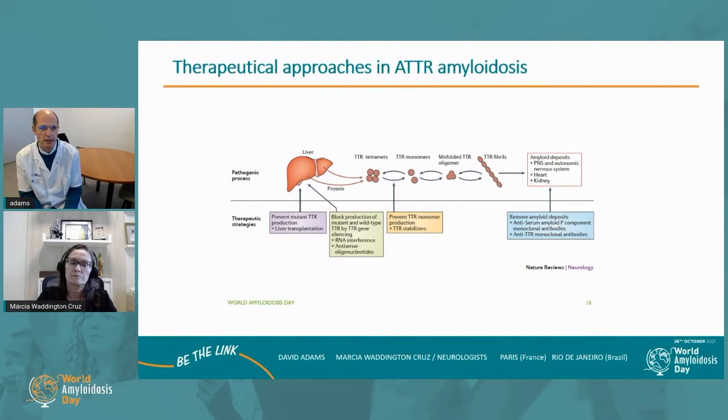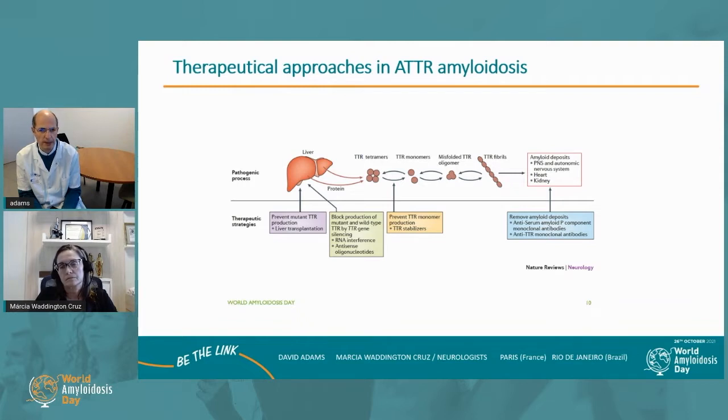Many therapeutic approaches have been developed during the last 30 years. The first one was liver transplantation to remove the source of mutant TTR. After that, it was a TTR stabilizer, Tafamidis, to avoid TTR dissociation into monomers and production of fibrils. And recently, TTR gene silencers, RNA interference and antisense oligonucleotides, to block production of both mutant and wild-type TTR.